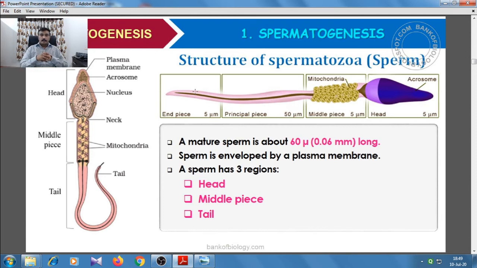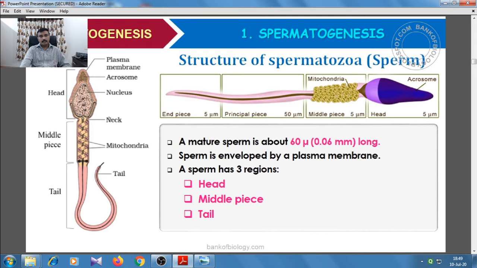The structure of sperm. This diagram is very much important, and you have to draw this diagram by looking into your text. You have to draw this diagram in your notebooks.